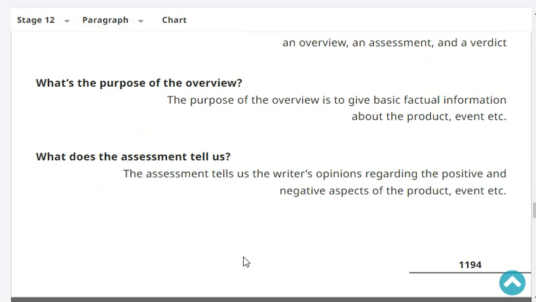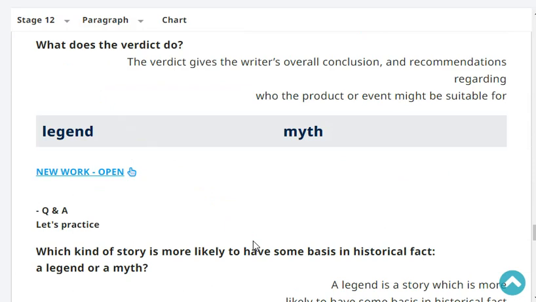The assessment tells us the writer's opinions regarding the positive and negative aspects of the product, event, etc. Very good. What does the verdict do?